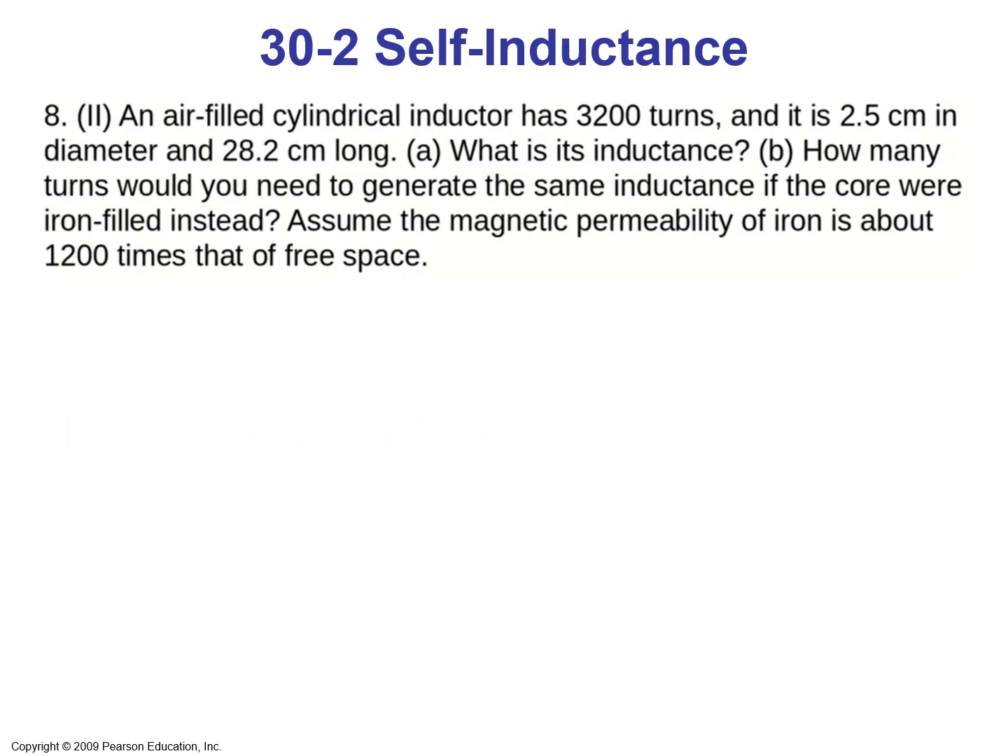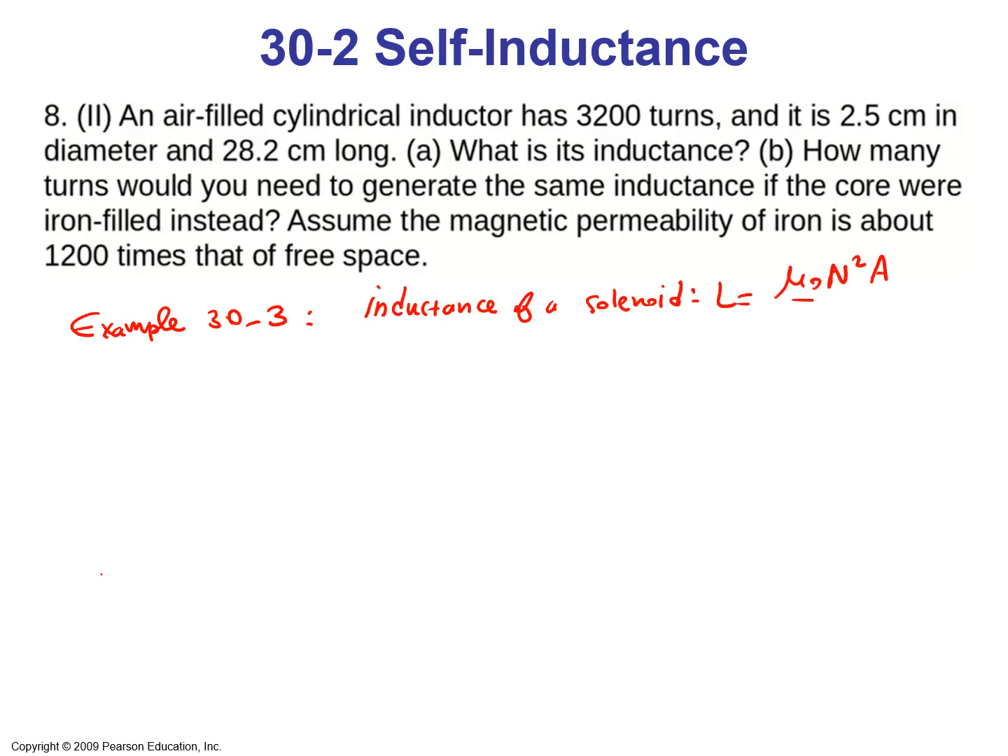An air-filled cylindrical inductor has 3200 turns and it is 2.5 centimeters in diameter and 28.2 centimeters long. A asks, what is its inductance? And B asks, how many turns would you need to generate the same inductance if the core were iron filled instead? Assume the magnetic permeability of iron is about 1200 times that of free space. From example 30-3, the inductance of a solenoid is given by mu naught N squared A over L.